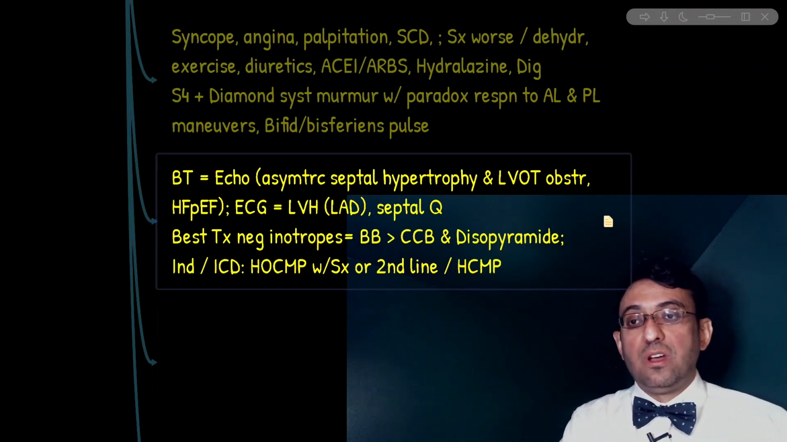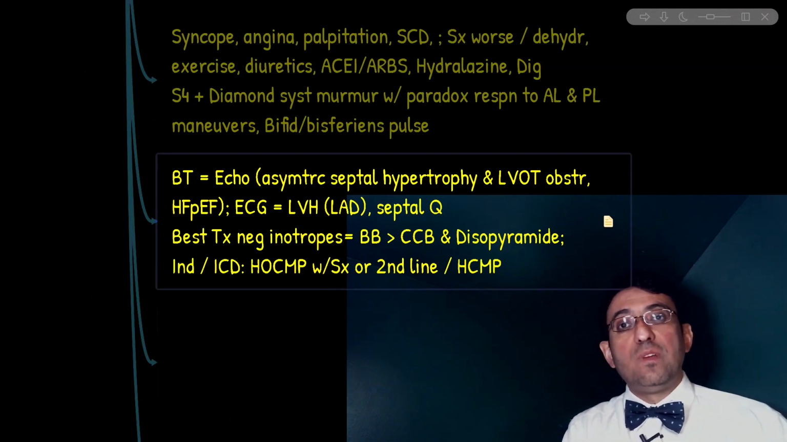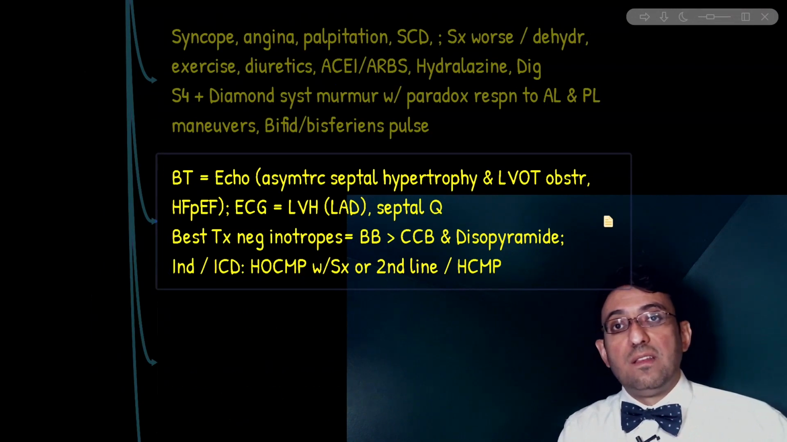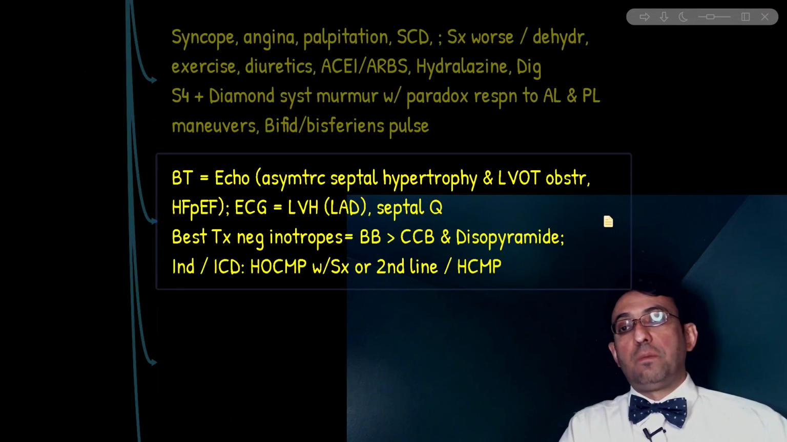How about use of diuretics? Remember, we don't use diuretics in the obstructive type, and we can use them with a lot of caution in the non-obstructive hypertrophic cardiomyopathy. We mentioned arrhythmias are possible in patients with hypertrophic cardiomyopathy.